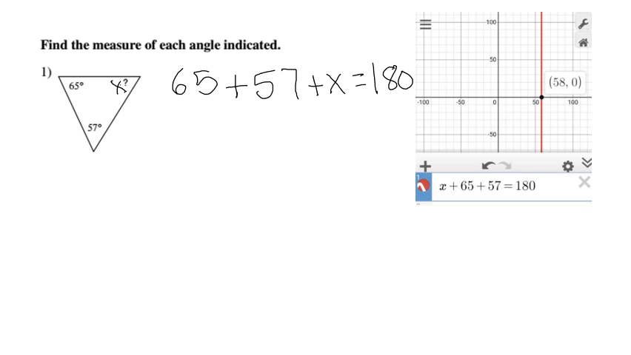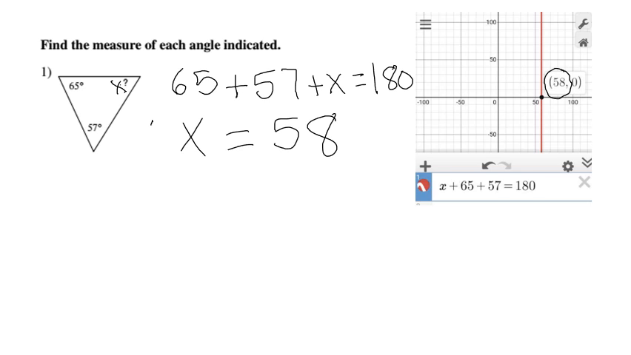Now notice here in the Desmos I have a different order. X plus 65 plus 57 equals 180. And here I have 65 plus 57 plus x. It doesn't really matter how we add them up, as long as we add up all three. And then we learn from the Desmos calculator that x is 58. I also like to think about this.